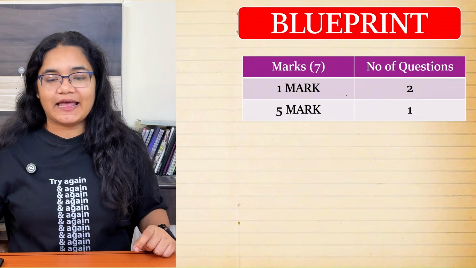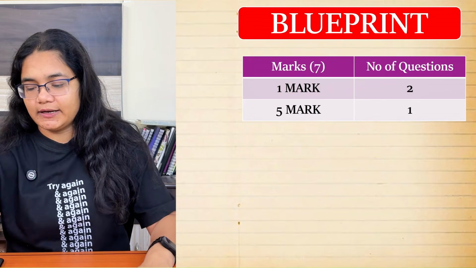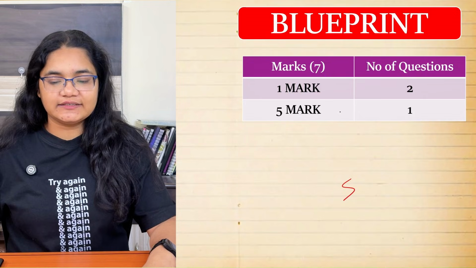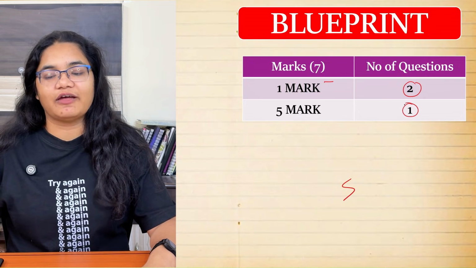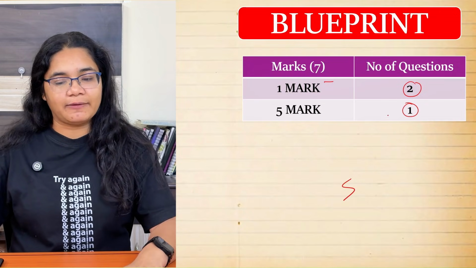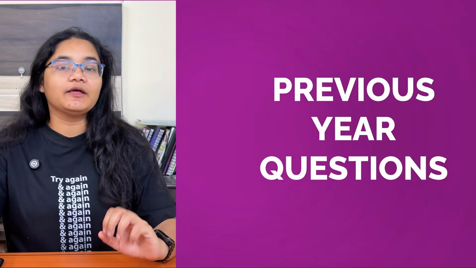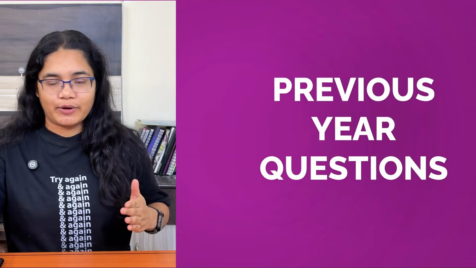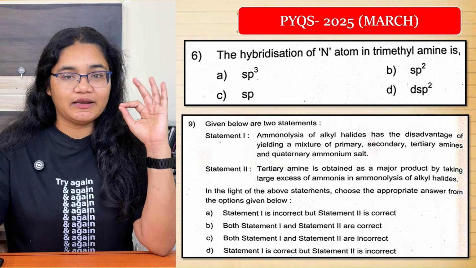This chapter carries a total of 7 marks. So the chapter carries a weightage of 7 marks. There will be 2 1-marker questions and 1 5-marker question. So here you will get 5 marks and here it is 2 marks, so total 7 marks. Now let's start with the previous year questions. I'll go from 2025 to 2022. So let's see the recent year 2025 questions.